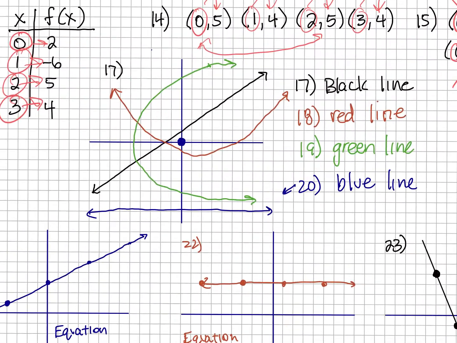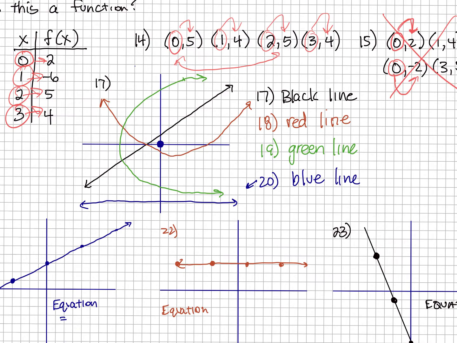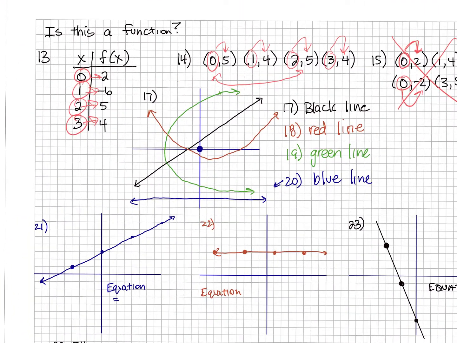For 17, 18, 19, and 20, we can run what's called a vertical line test. If I can run a straight line up and down, let's look at the black line. If I run a bunch of lines straight up and down, I never hit the black line twice. So the black line is good. The red line, I can make straight up and down lines, and I'll never hit 2 points. The red line is good.